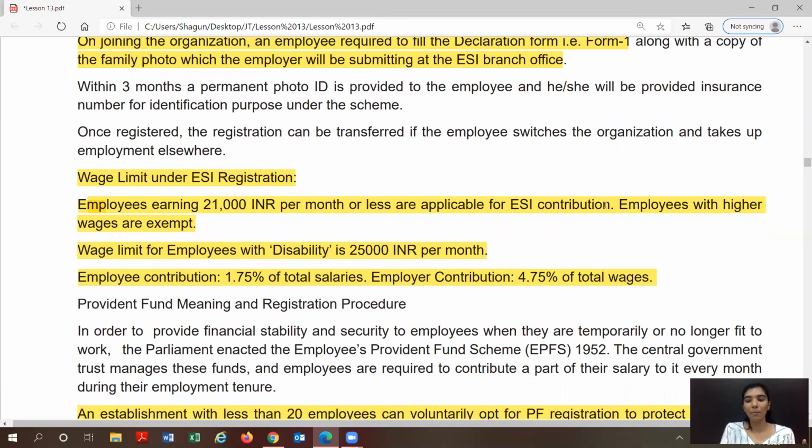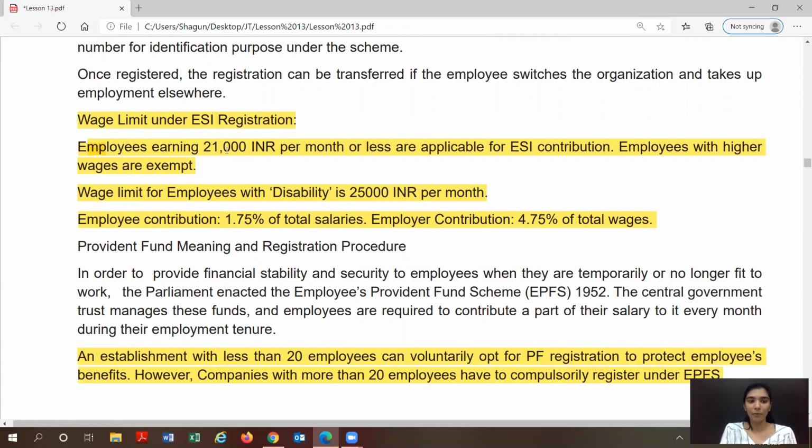And so the employees who are earning more wages will not get this benefit. And if the employee has got disability, then this limit is extended to rupees 25,000 per month. Matlab, for the employees earning 25,000 per month, if they have disability, then they will be eligible for this ESI benefit. और इसमें क्या होता है? There will be a certain contribution, 1.75% of the total salary of the employees, and employer's contribution is more. It is 4.75% of the total wages. ये दोनों use होगा for the insurance of the employees.